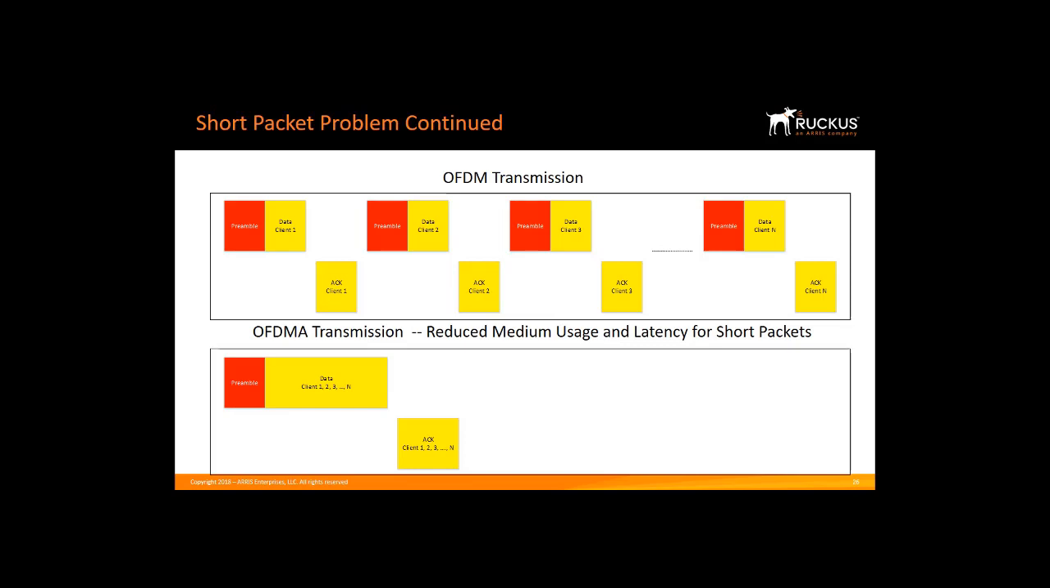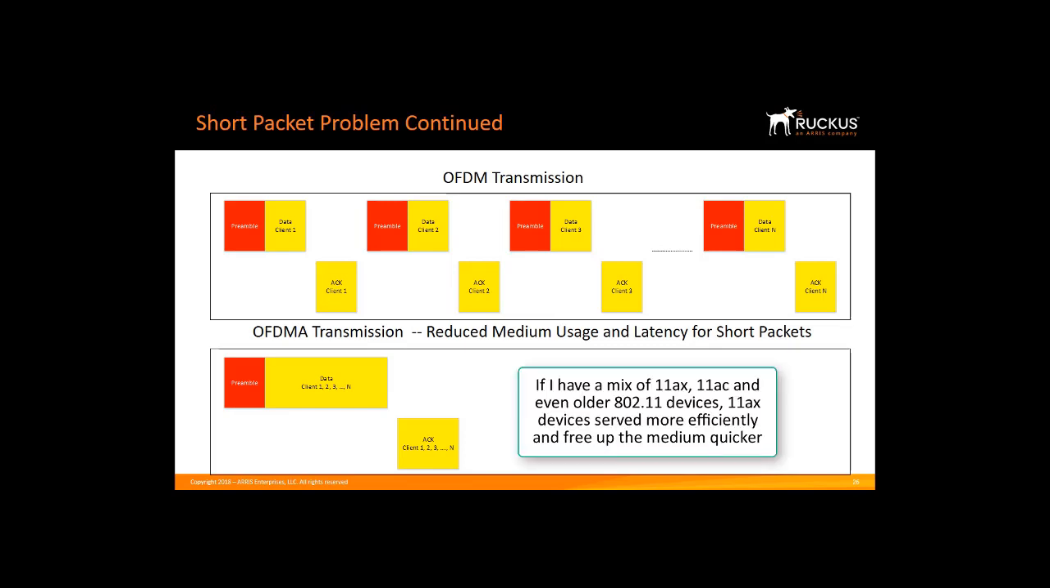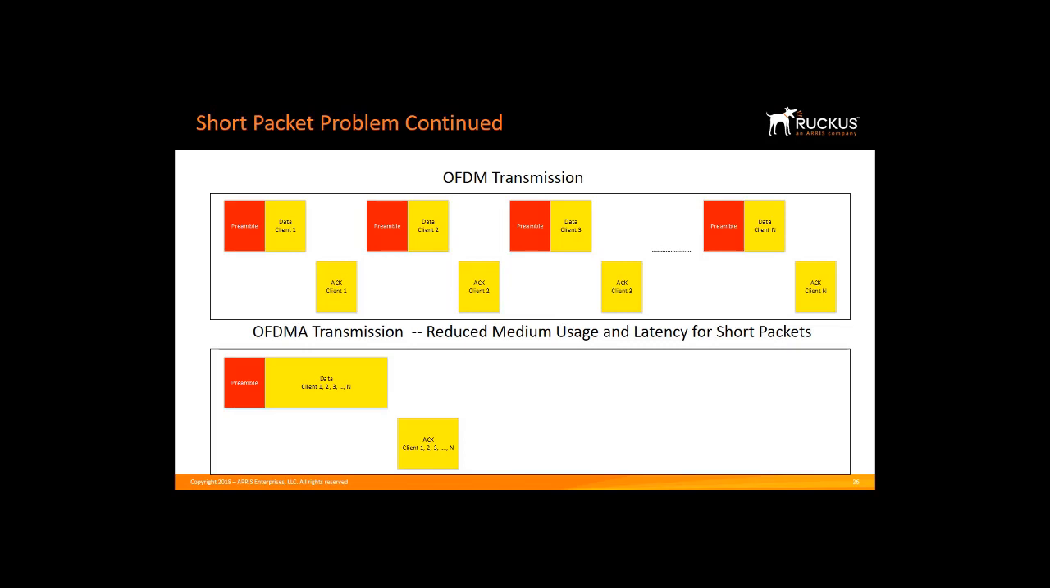By using the OFDMA method, I have freed up a lot of airtime, so I have more bandwidth available to serve other users. If I have a mix of 11ax, 11ac, and even older 802.11 devices, which is how the world will look for quite a few years since all the devices are not going to go 11ax, then I will serve the 11ax devices more efficiently and free up the medium quicker, and then serve the 11ac devices. This allows more data throughput to serve the legacy clients.